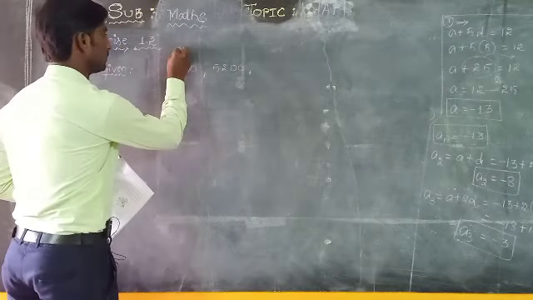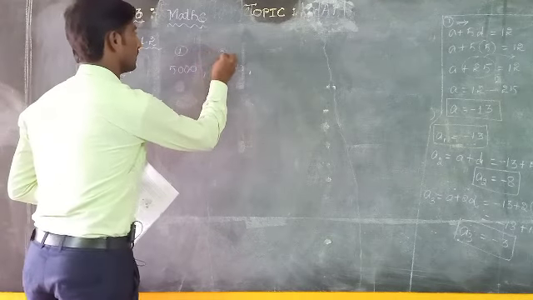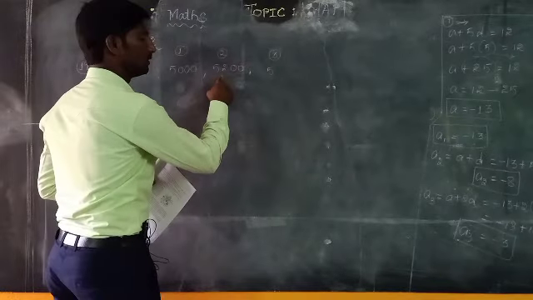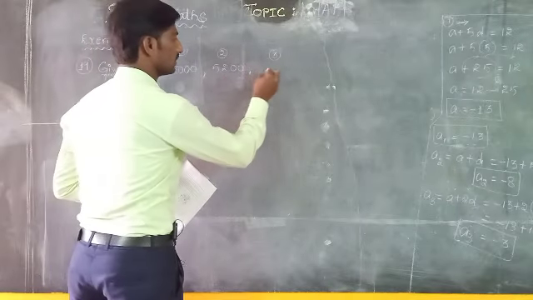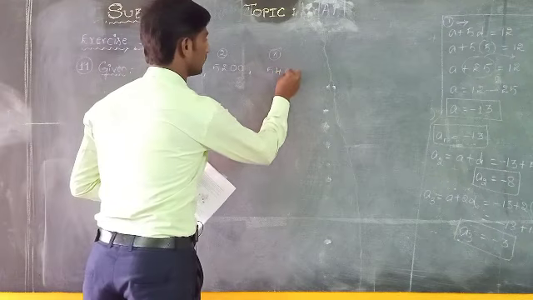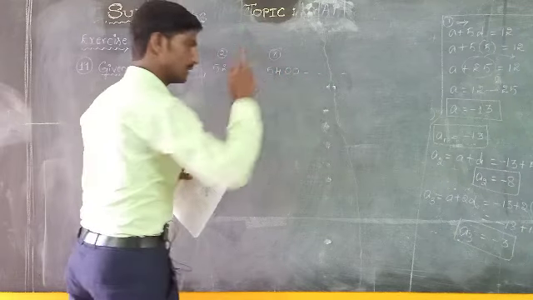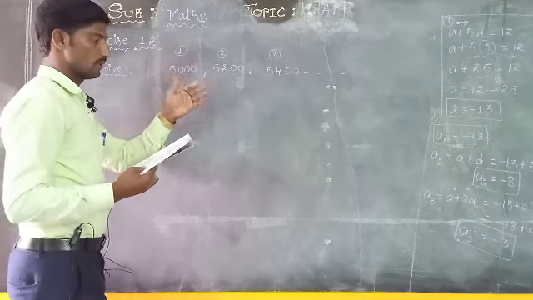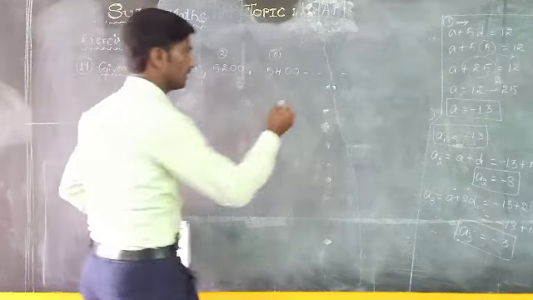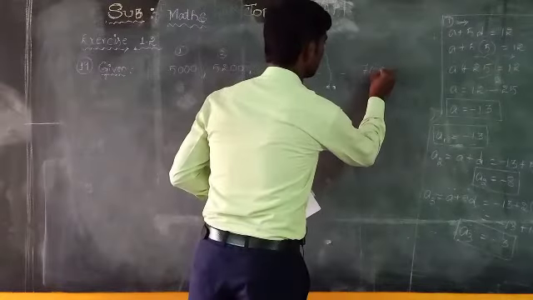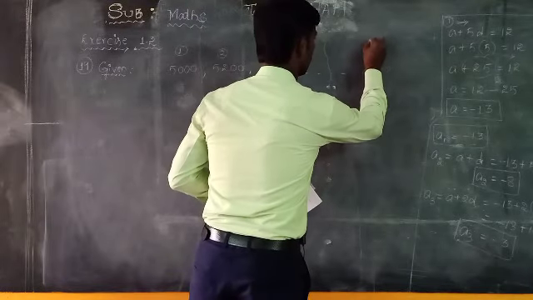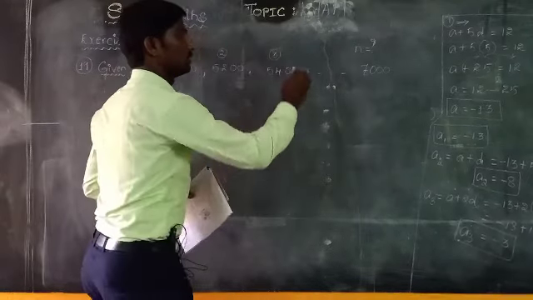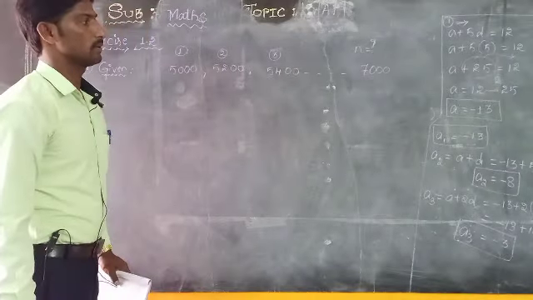This is the first year, this is the second year. For the third term, just add 200 to the second term and you will get 5,400, and so on. Finally he reaches his salary of rupees 7,000. In which year? That is n equals question mark. In which year is his salary 7,000?